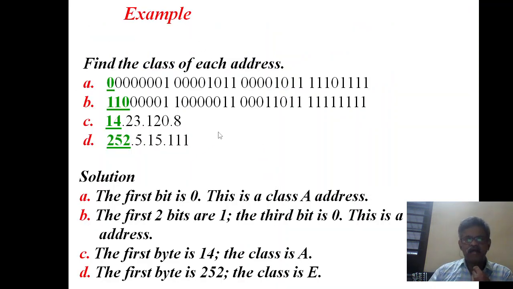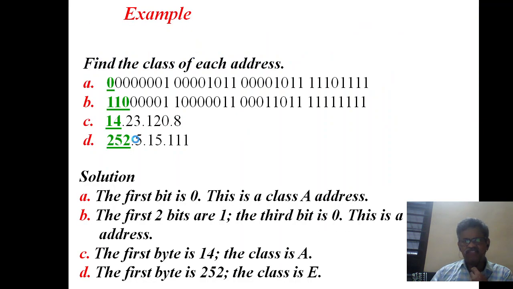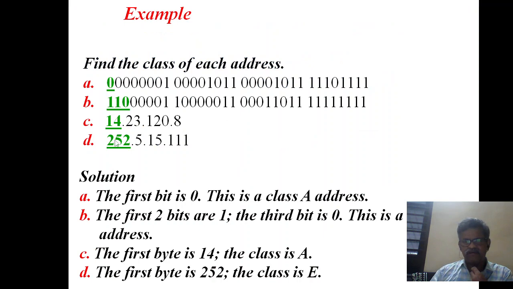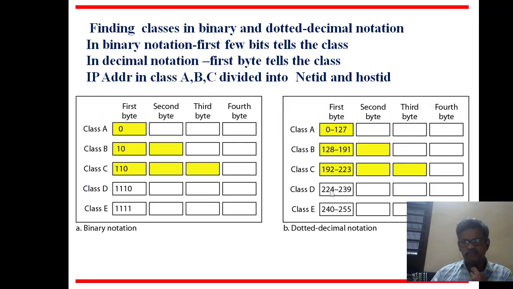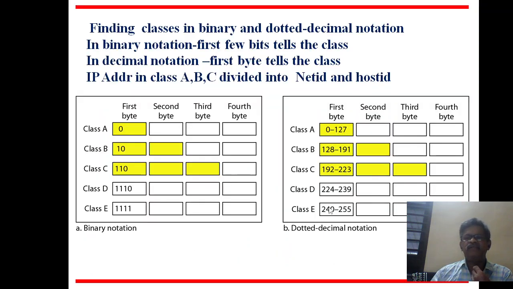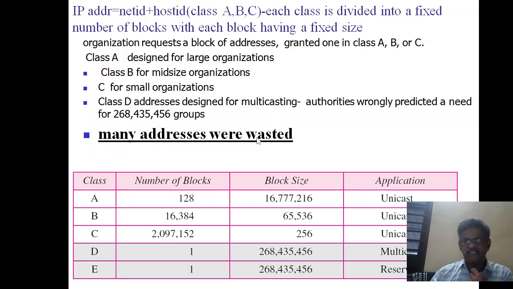So how do we find the class of each network? If you know the binary notation, you can just look and find. If it starts with 0, it is class A. If it starts with 110, it is class C. If it is 14, meaning between 0 and 127, it is class A. If it is 252, it comes here, it is class E. So by looking at the first few bits or the first byte, we can find the class of each address.